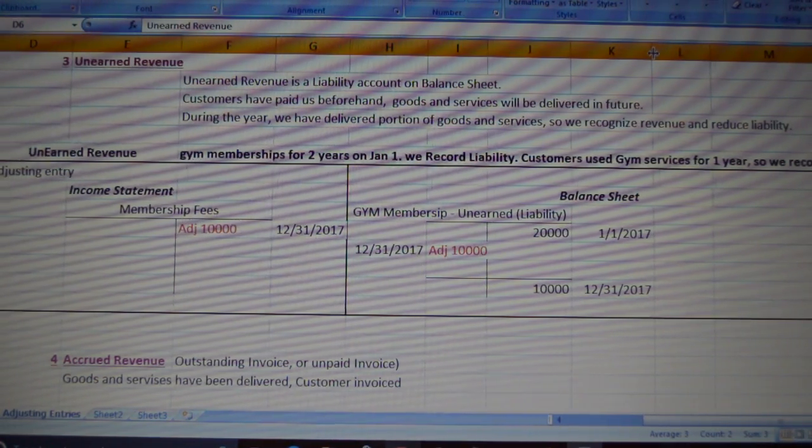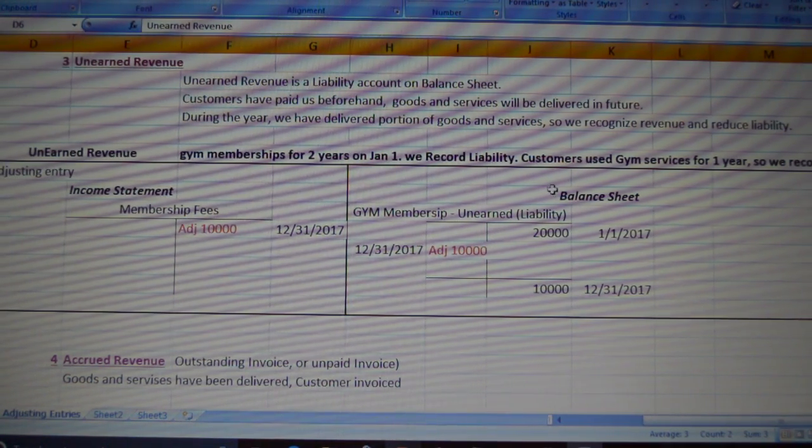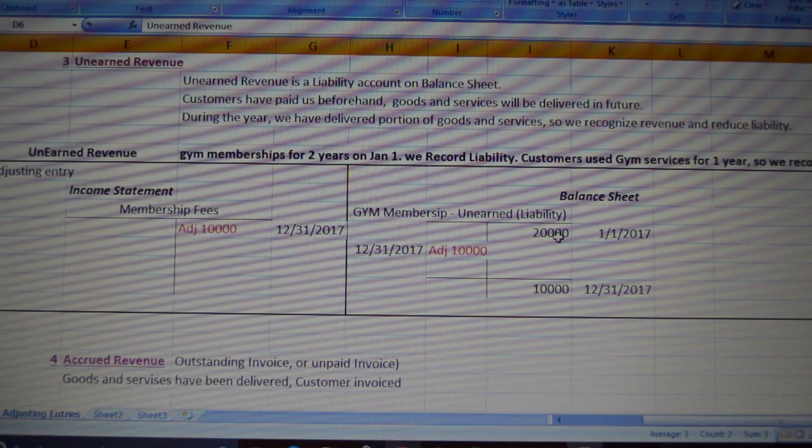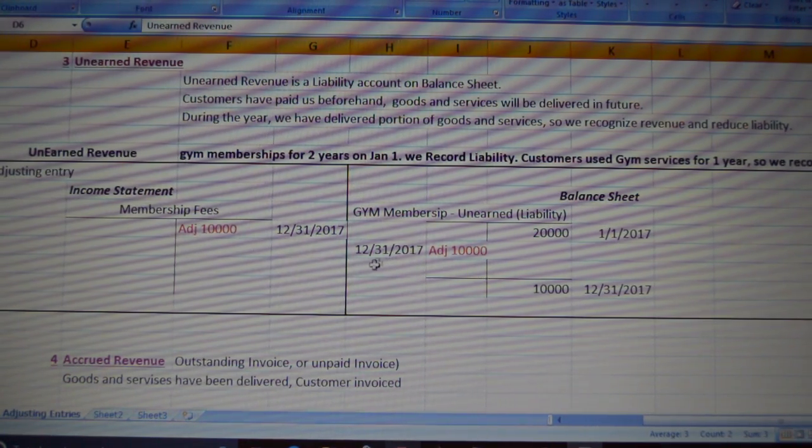If you look on the balance sheet side, you will see that the gym membership is recorded as an unearned revenue on the liability side of the balance sheet, and initially the amount was $20,000. Now the whole year has passed and the customer has used the gym for 1 year, so we will reduce our liability for $10,000 and we will record the revenue earned on the gym membership. We will record on the income statement the membership fees, or you can name it any way, but this is actually the revenue for the company, and the adjustment is done on December 31, 2017.